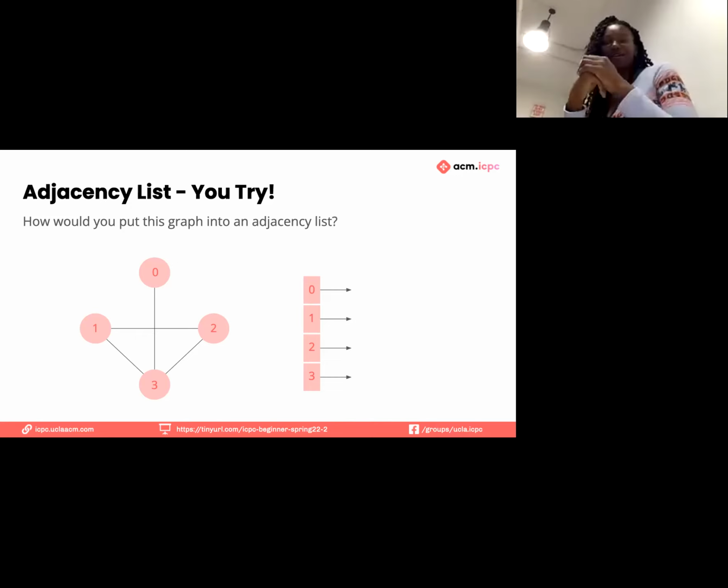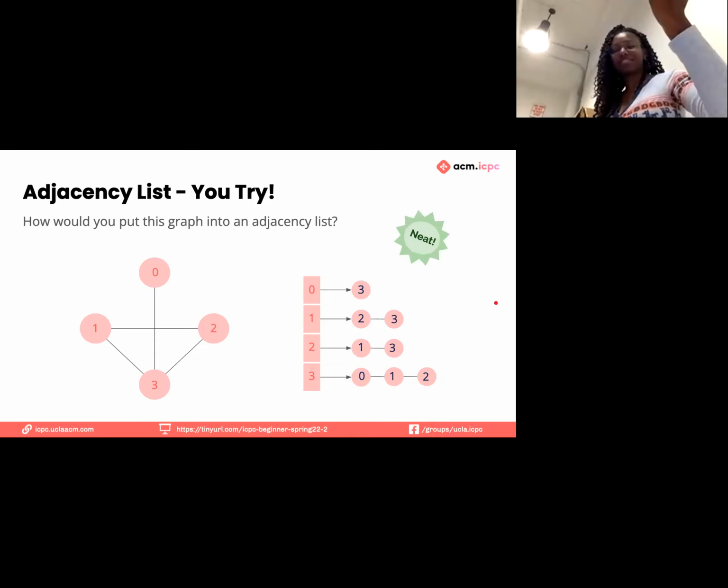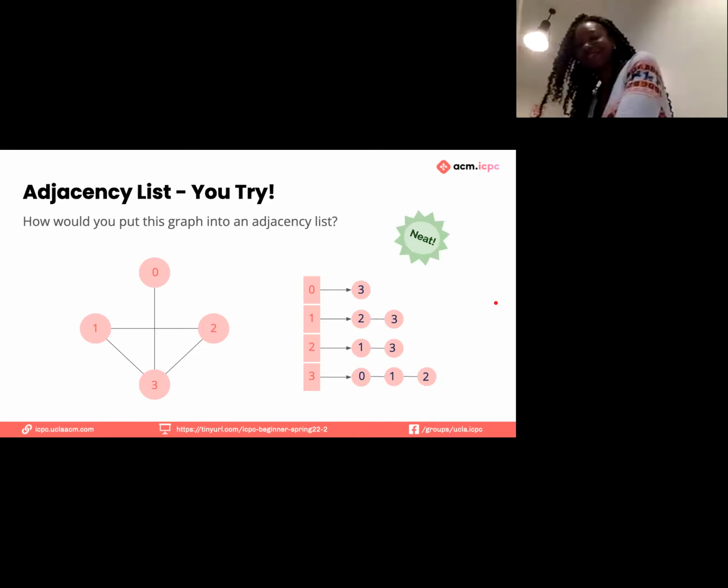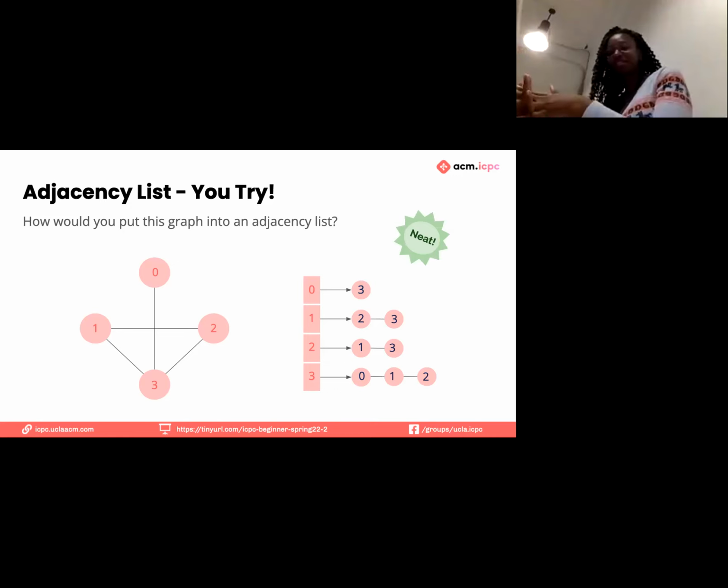So this isn't even animated, so I'll just show the answer on the screen. Cool. Hopefully you got something like this. You can see that 0 is adjacent to 3. And so we have it in its adjacency list.